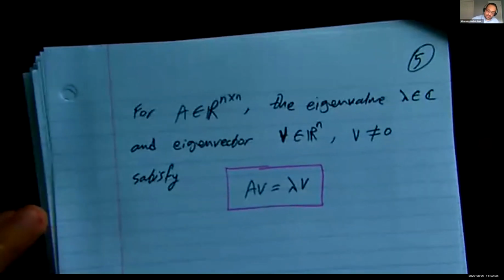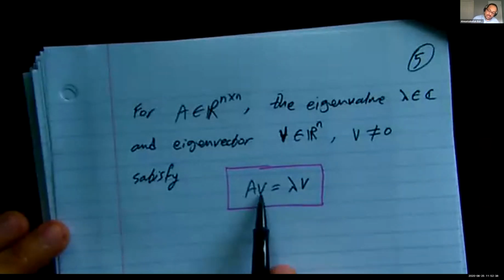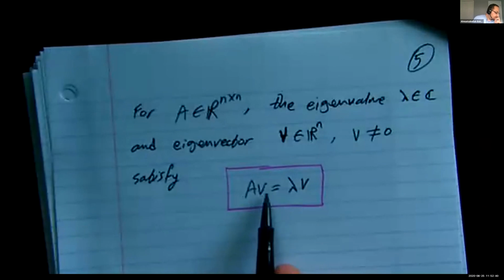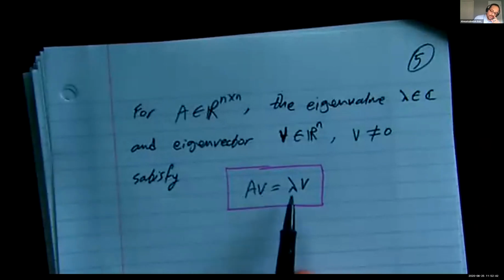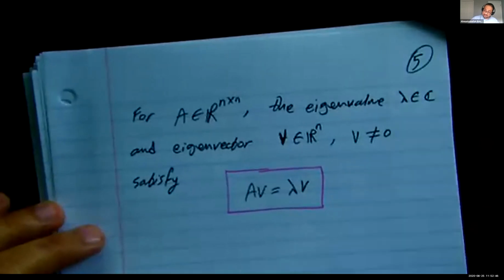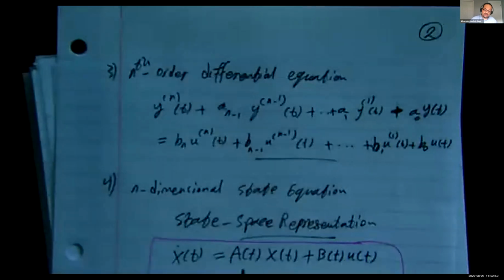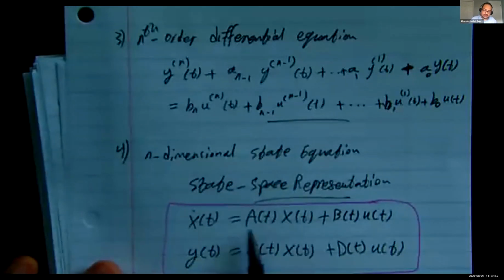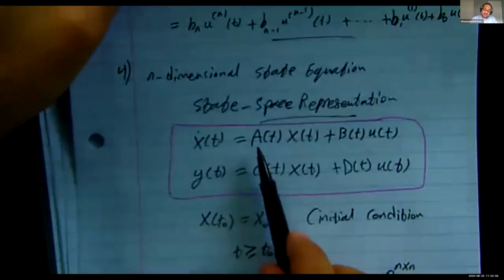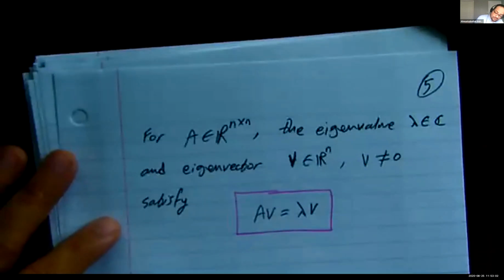All right, so as you can see here, AV is equal to lambda V, where V is the eigenvector and lambda is the eigenvalue, and A is what? A is the matrix. A is this matrix here. If we want to relate this to systems, A is the system matrix. We call it the system matrix. But in general, it is any A matrix.